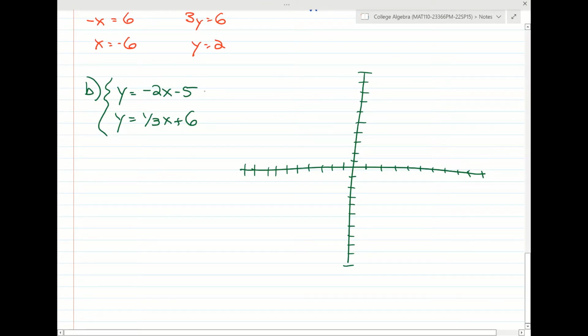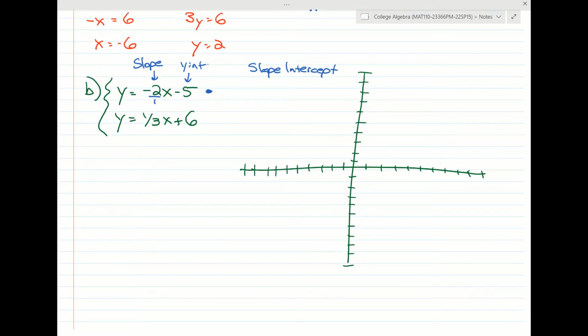So for this first equation, this is in slope-intercept form. It's just another way to graph. We talked about slope-intercept form where this is the slope, which we could put over 1 to make it a fraction, and this is the y-intercept. Remember, we talked about slope. If the top number is positive, it goes up, negative, it goes down.